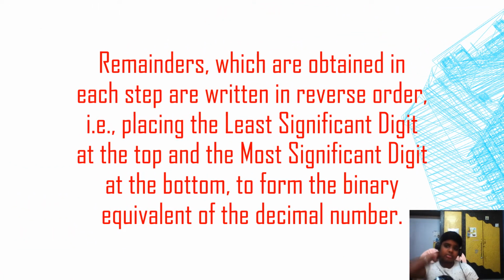So the remainders which are obtained in each step are written in reverse order, as I said, placing the least significant number at the top and the most significant number at the bottom. This is a bit confusing, the thing that is there on the screen, but follow it the way I said.